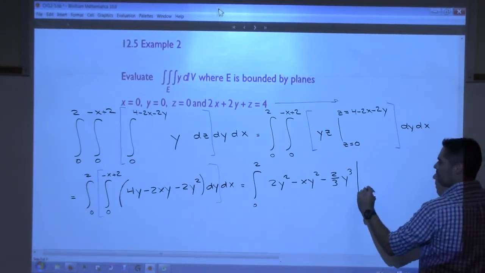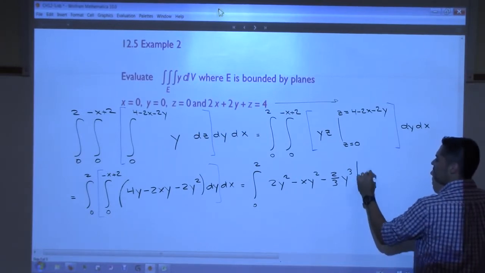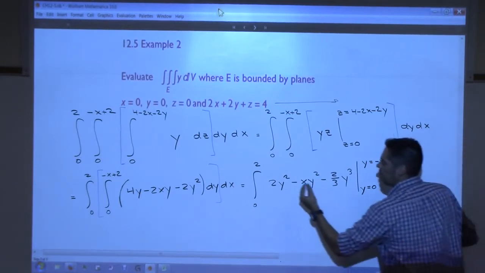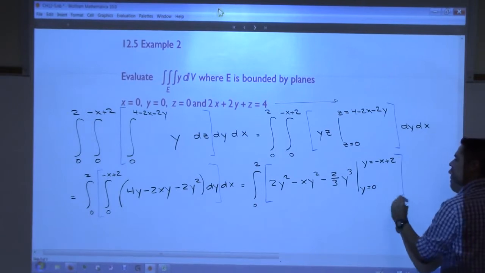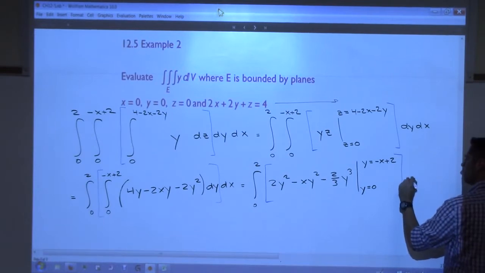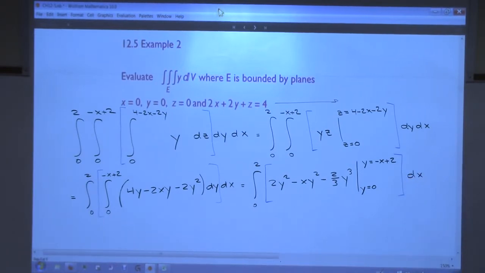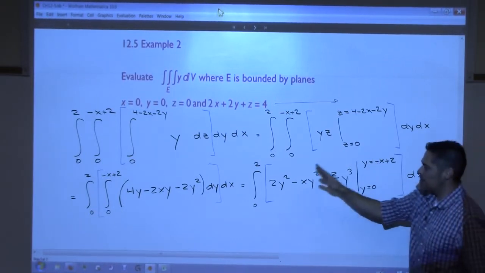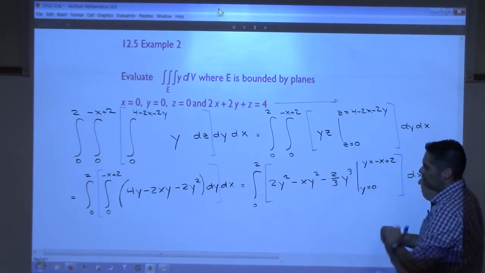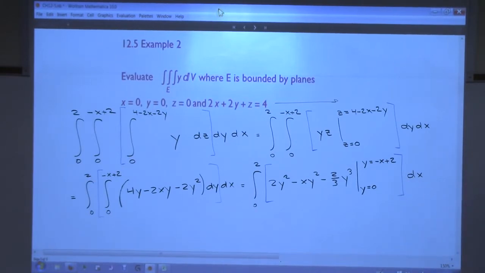Evaluating where to where? Y equals 0 to y equals negative x plus 2. That's my middle integral now, right? So I have an inner, a middle, and an outer integral. And then you go in and you replace your y's with this, and then you replace your y's with 0. And then you're going to have a huge polynomial in x, aren't you? And then you just integrate term by term, clean it up, and good to go.